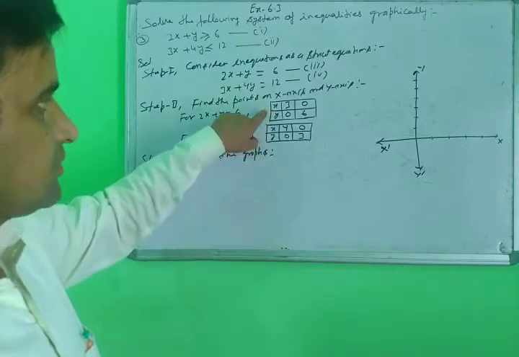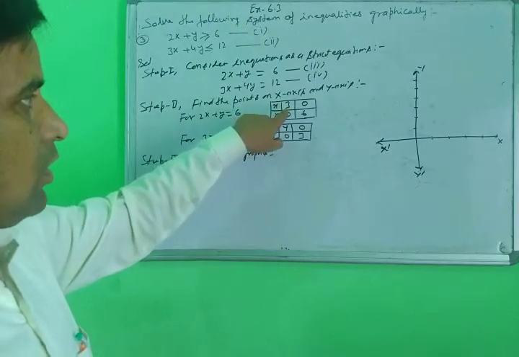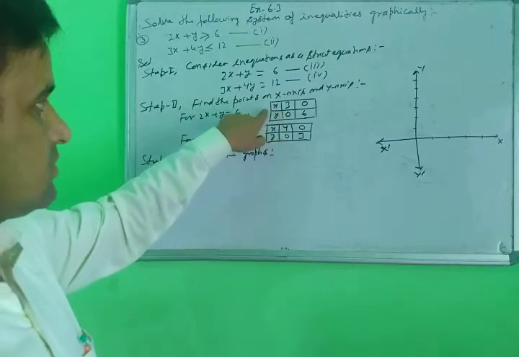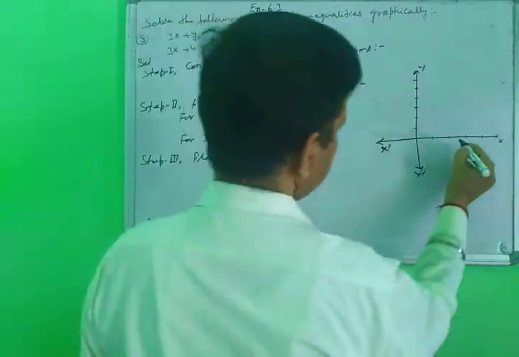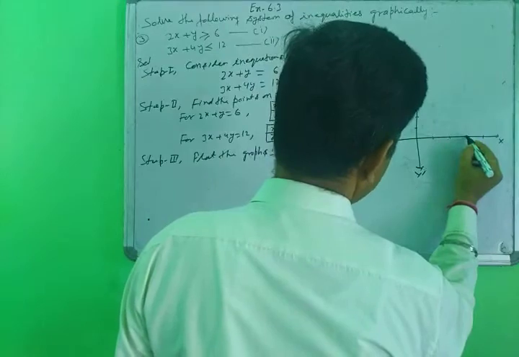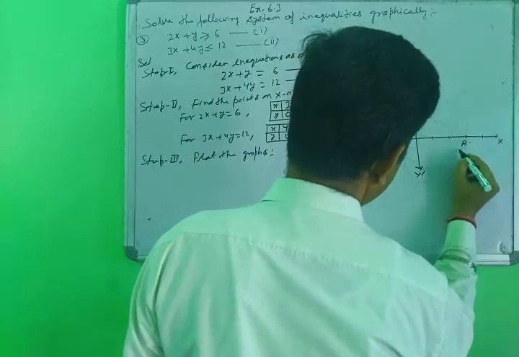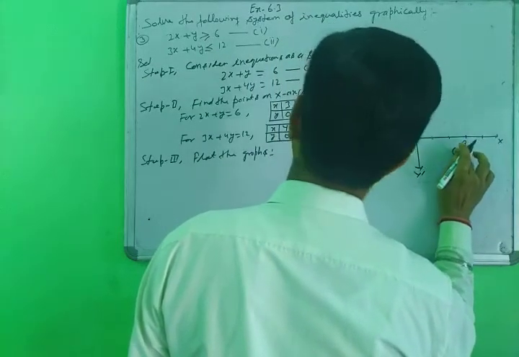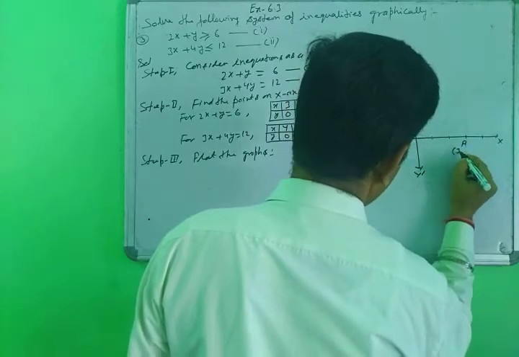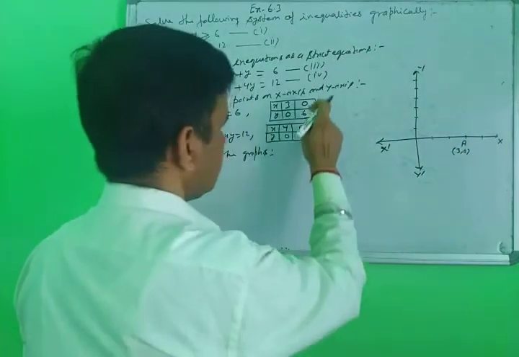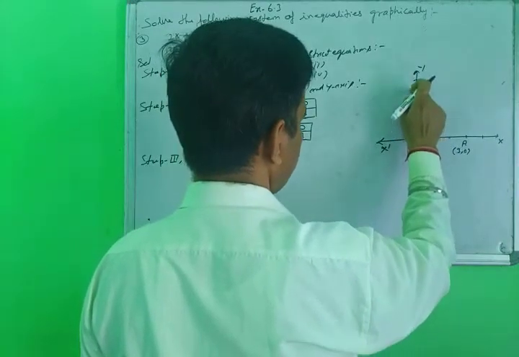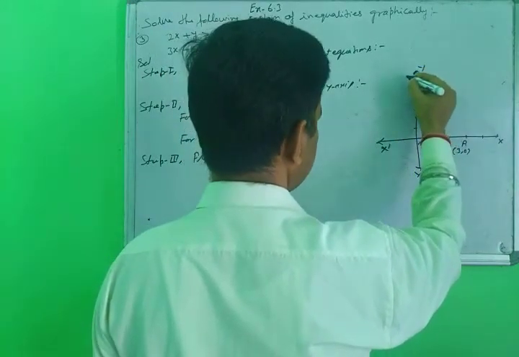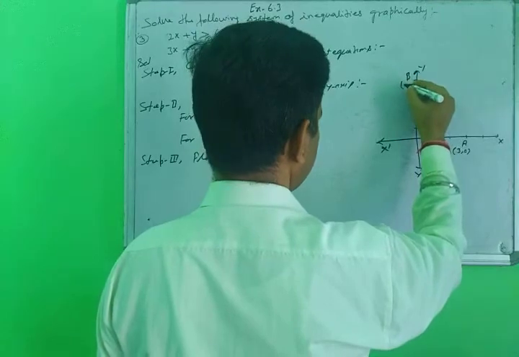After that, first plot the points on the graph. First line: this is the point 3, 0, and the name of this point is A. And here point B is 0, 6: 1, 2, 3, 4, 5, 6. This is the point B, 0, 6.